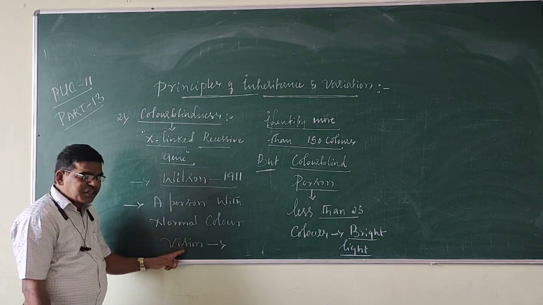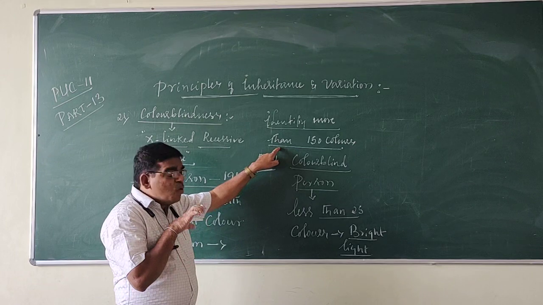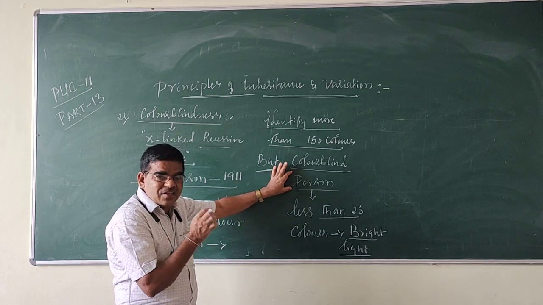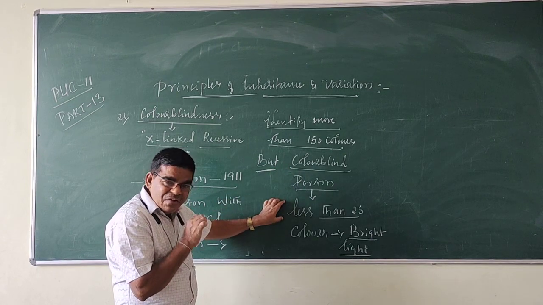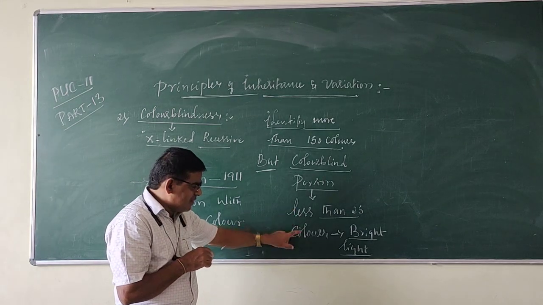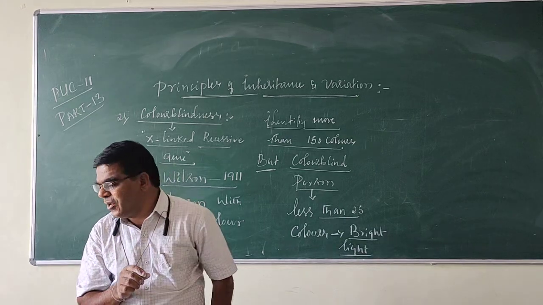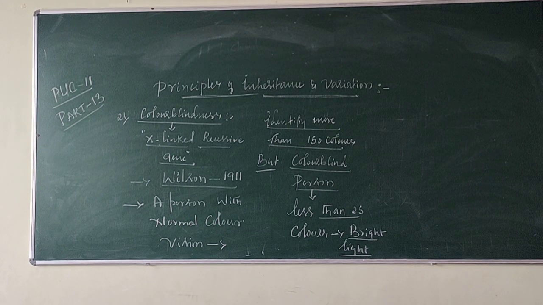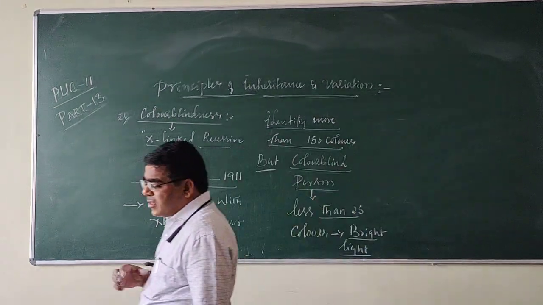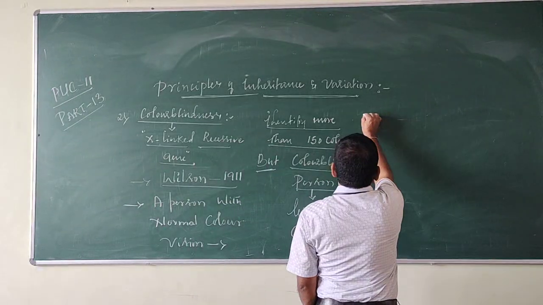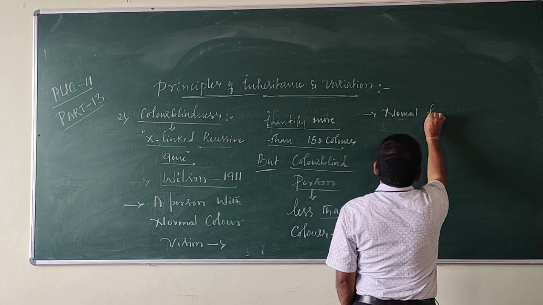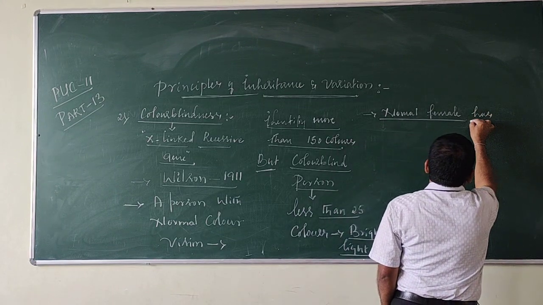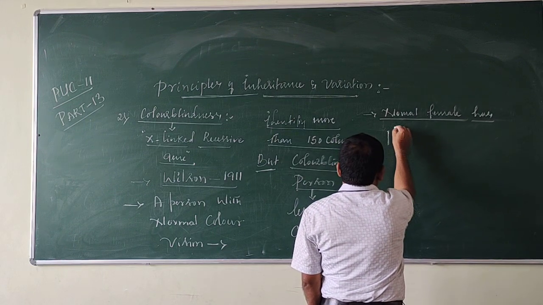See, a person with normal color vision identifies more than 150 colors. But the person with color blind disorder identifies less than 25 colors, even in bright light. So, this is the difference. So, a normal female has I, see capital C.